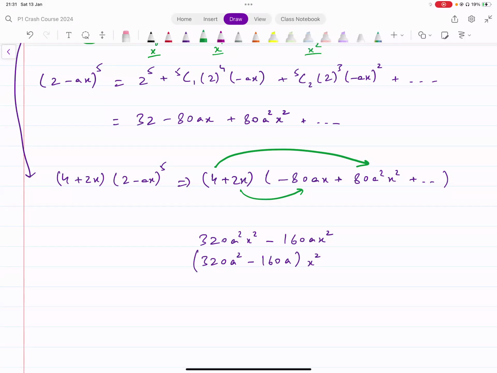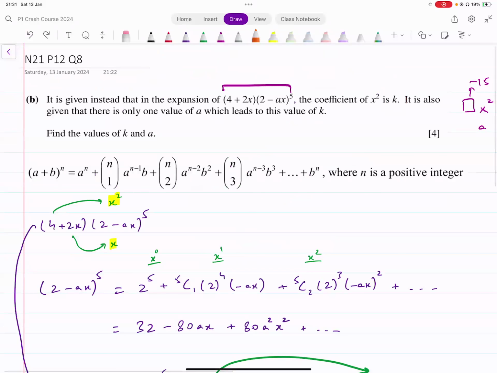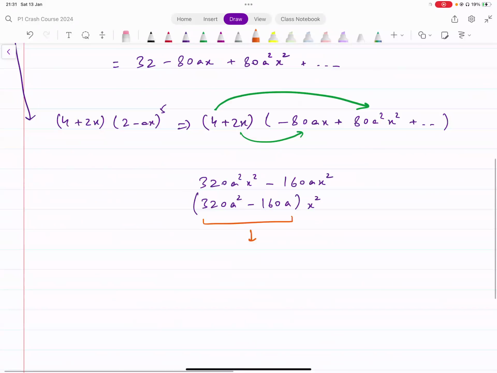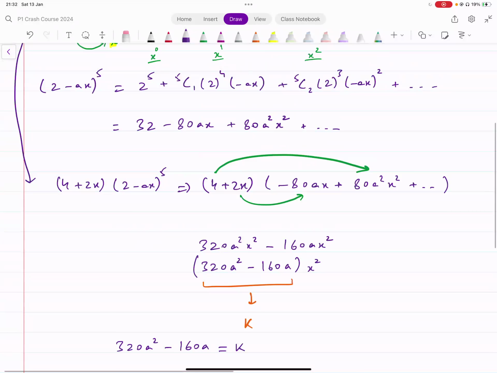What's the coefficient of x squared? The coefficient of x squared now is this thing. And this is given to be k. All right. Is this clear until this point? This coefficient of x squared is supposed to be equal to k. And now what we can do is we can just put them equal to each other. We get 320a squared minus 160a. That should equal k. That's an equation that we get. So we found the coefficient of x squared in that expansion.